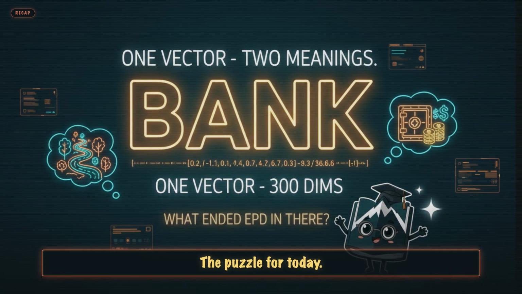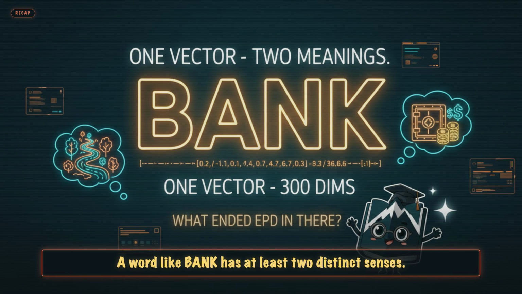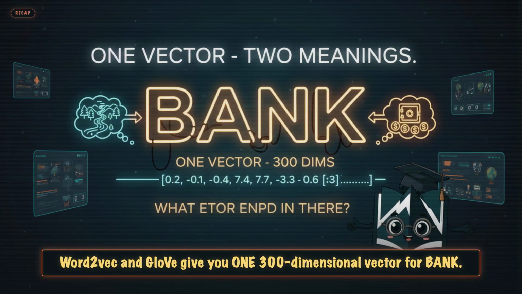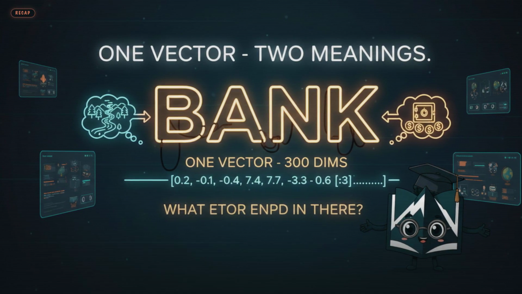The puzzle for today. A word like bank has at least 2 distinct senses. Riverbank, financial bank. Word2Vec and GloVe give you one 300-dimensional vector for bank. What ends up in that vector? And what breaks when you try to use it?